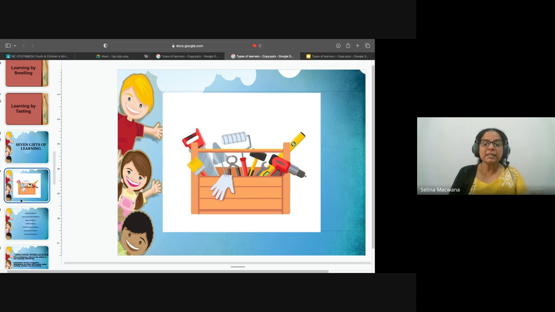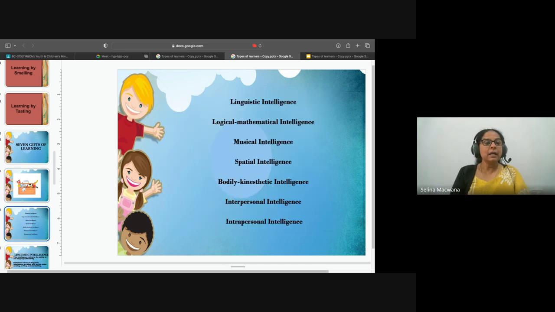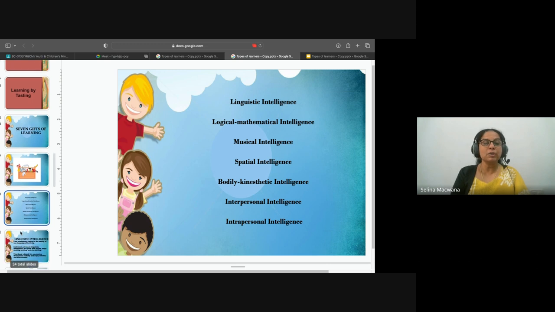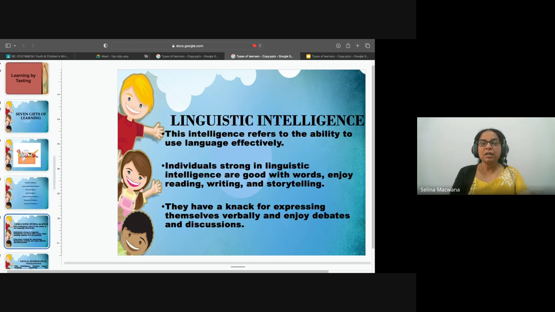So Gardner initially proposed seven types of intelligences in his 1983 book, Frames of Mind: The Theory of Multiple Intelligences. These intelligences are, first, linguistic intelligence, which has to do with the ability to use language effectively, both spoken and written.